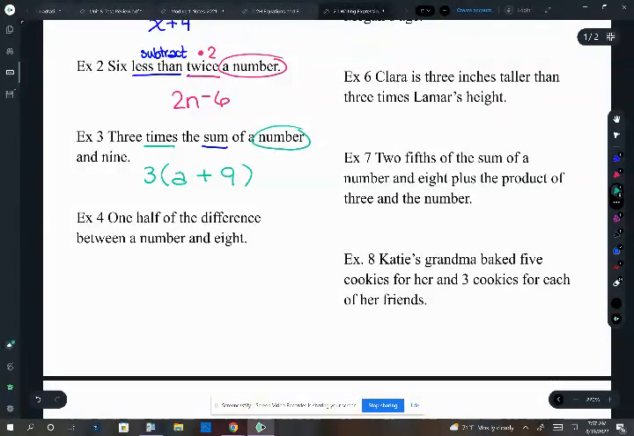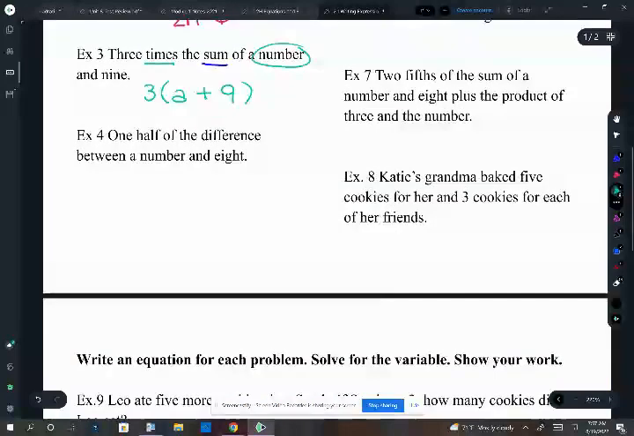So that would be a good example of an expression for that one. So then example 4, 1/2. So half, we remember, was a keyword for division. I'm just going to write the signs up above so that helps us. Of the difference, which means we're going to subtract between a number. So this is our unknown, and we have 8. So as we're looking at that, we're going to go 1/2 of the difference.